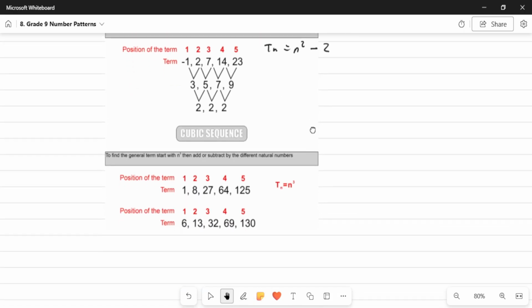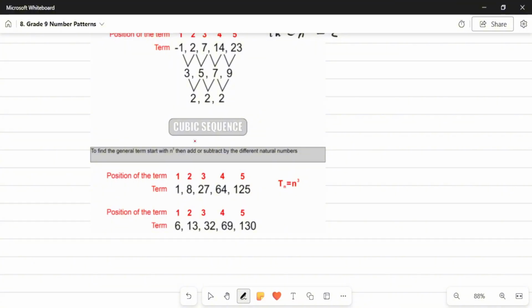Okay, and let's look at the cubic sequence. To find the general term of a cubic sequence, you use n cubed, then add or subtract different natural numbers, exactly as we did above. So let's look at the first one. You have 1, 8, 27, 64, 125, right? 1 cubed is 1, 2 cubed is 8, 3 cubed is 27, 4 cubed is 64. Now let's say you're given this sequence.